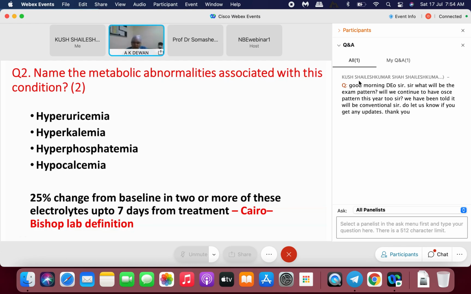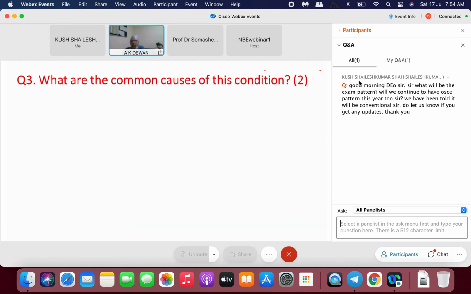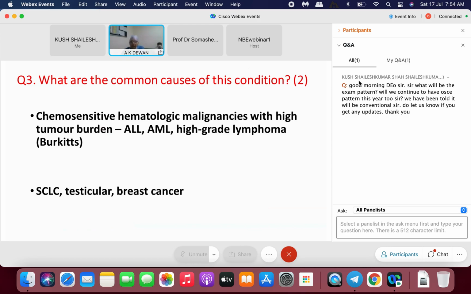So 25% change from baseline in 2 or more of these electrolytes up to 7 days from treatment. This is the Cairo-Bishop lab definition. That stands for tumor lysis syndrome. Next question will come. What are the common causes of this condition? 2 marks question. So any tumor where lysis can occur very rapidly, where there is high tumor burden, like ALL, AML, high-grade lymphomas, especially Burkitt, small cell lung cancer, testicular tumors, even it is described in breast cancer.